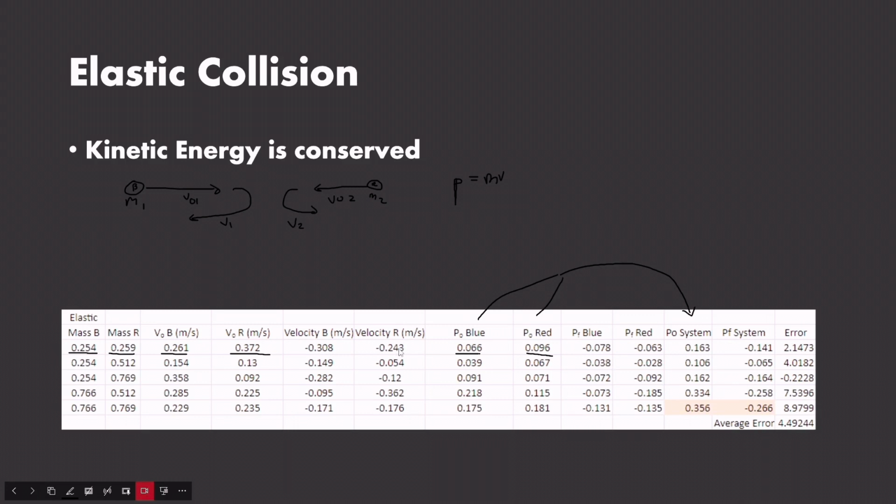We did the same thing with the final velocities, this time multiplying the final velocities by the two masses to get the final momentum of the blue cart and the final momentum of the red cart. We added these two values together to get the total final momentum of the system. In a perfectly elastic collision, these two values, based on the law of conservation of momentum, should be equal. However, we were not perfectly accurate, and we had an average error of 4.49%.